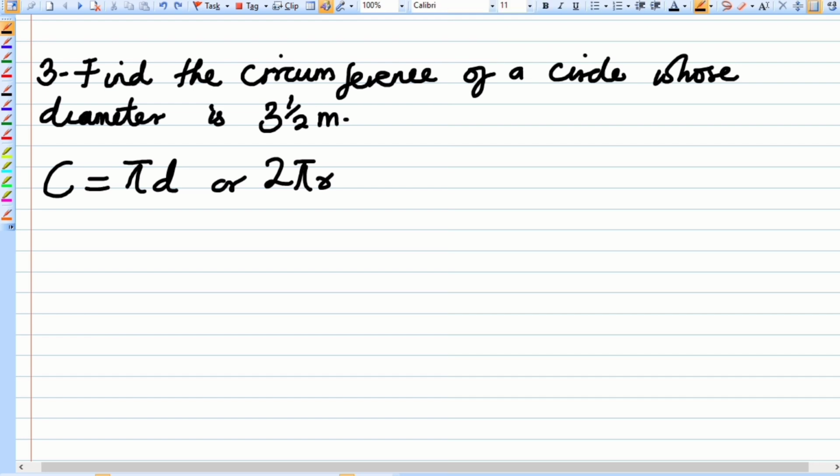Nevertheless, whichever one you use, you're still going to get the same answer. So for this question, we use both of them. So we have that the circumference is equal to, now when the value of pi is not given, recall that it is always 22/7, times the diameter.